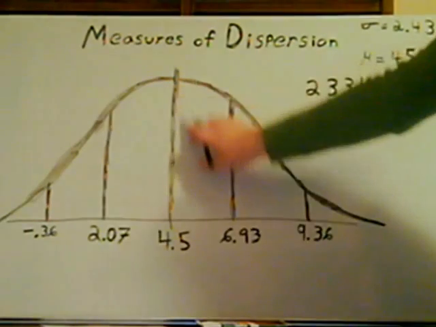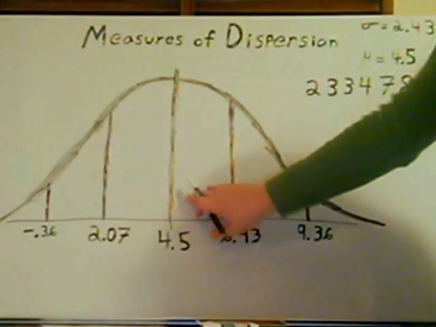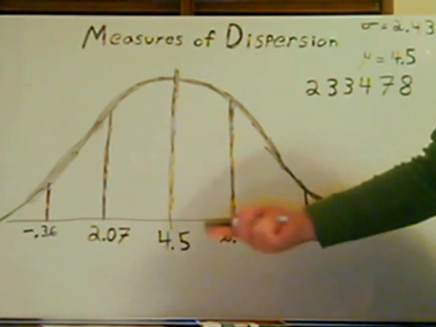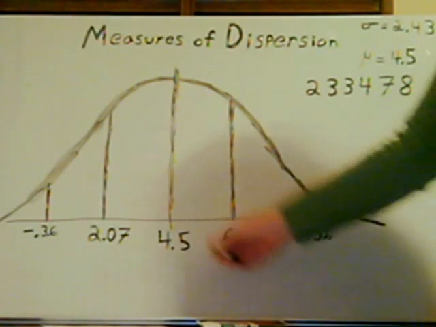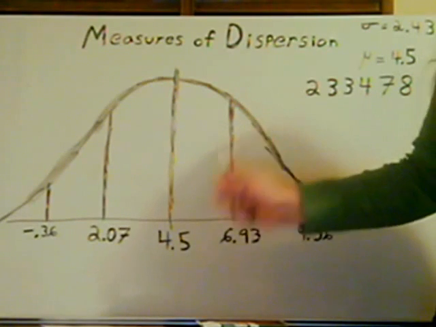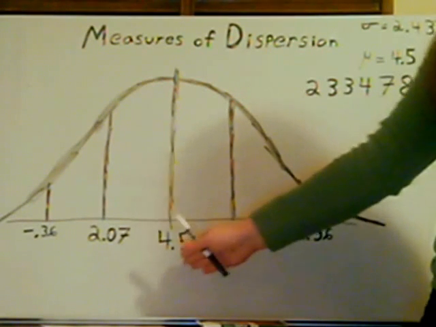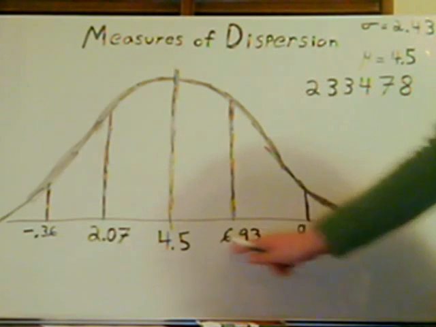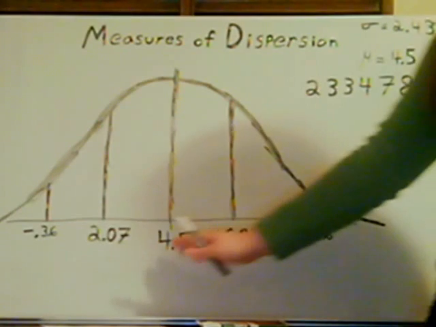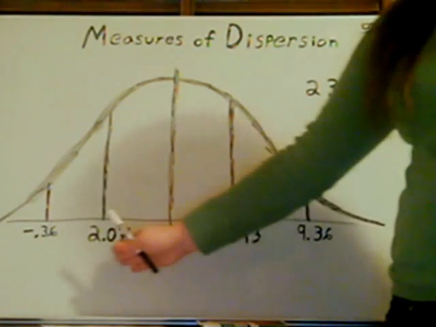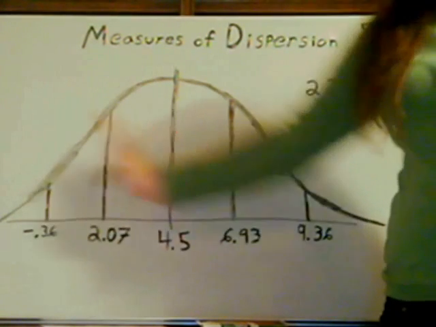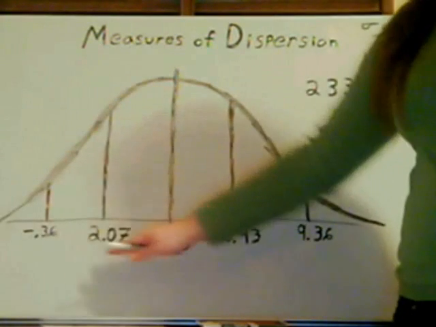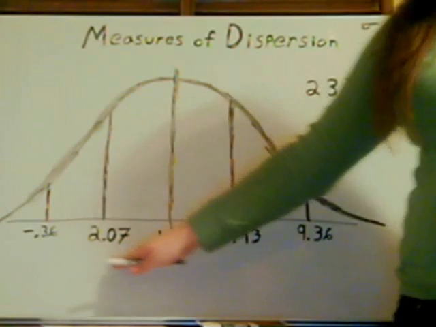So right smack dab in the middle is 4.5. That's the mean. That's the average of everything, the arithmetic average. One standard deviation away, which is 4.5 plus 2.43, our standard deviation, is 6.93. Again, one standard deviation away, this time subtracting because we're going to the left, is 2.07.